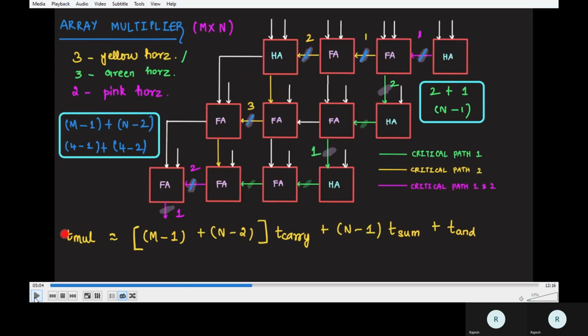Here we are going to show yellow lines. This yellow line is critical path 3. The horizontal paths, where carries are generated, are shown with yellow lines. If you see the first one, wherever 1 is written, that is one carry. The second one is another carry. Then 3 is another carry. So these are the 3 carries, yellow horizontal lines, and 3 green colors.